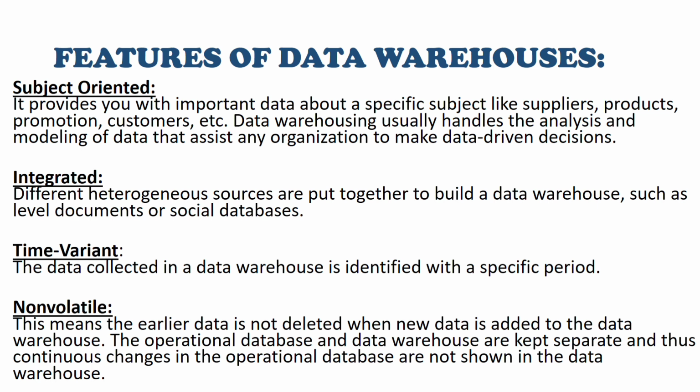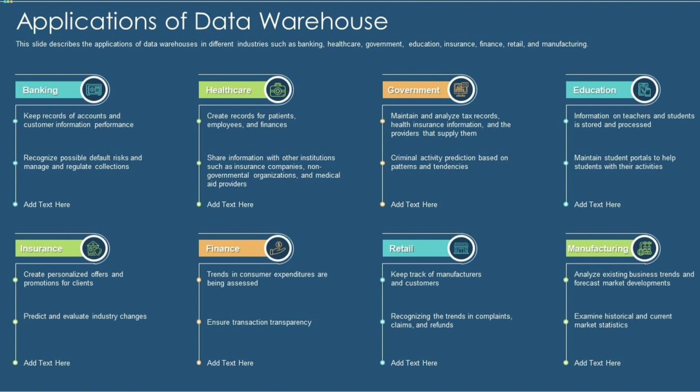The data collected in a data warehouse is identified with a specific time period. So there is a non-volatile feature. This means the earlier data is not deleted when new data is added to the data warehouse. The operational database and data warehouse are kept separate, and thus continuous changes in the operational databases are not shown in the data warehouse. Then we have the applications of data warehouse.